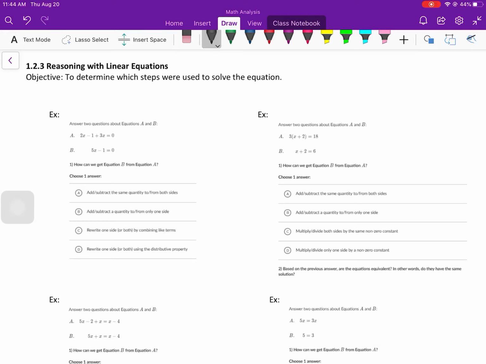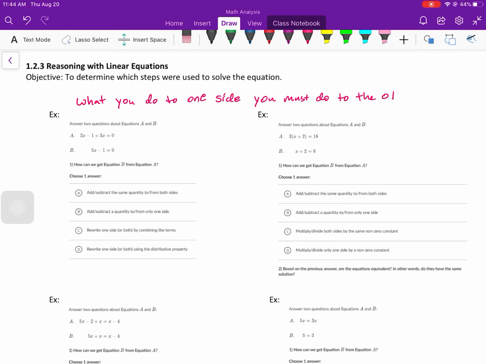So this lesson, reasoning with linear equations, is kind of an interesting one, and I think the best approach is going to be for us to go through all four of these examples. Now, the biggest thing as I was going through this is that what you do to one side, you must do to the other. I'll write that down. What you do to one side, you must do to the other. And that's the main thing.